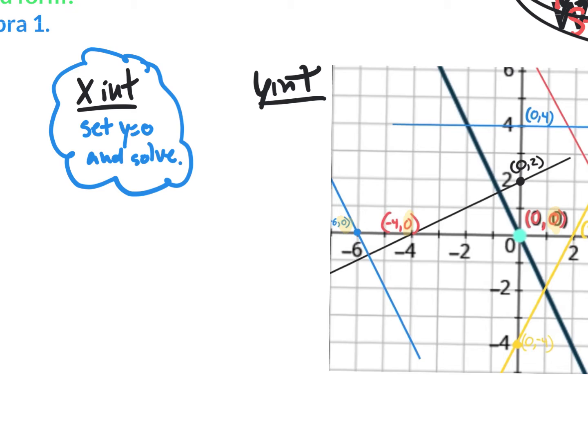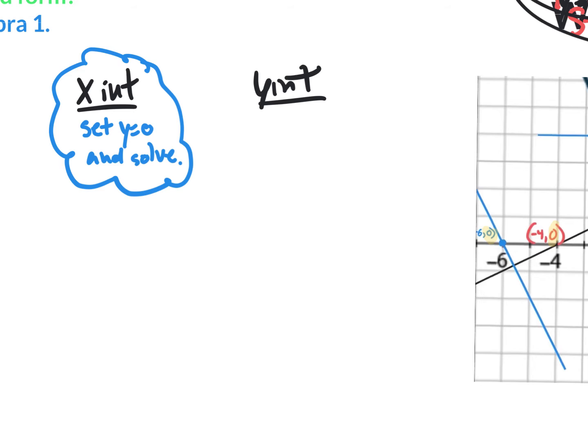If you look at the y-intercepts, we have the y-intercept at the location (0, 4). We have this y-intercept at the location (0, 2). This one (0, 0). This one (0, negative 4). The y-intercepts have to have what? The x value has to be 0, right? So to find the y-intercept, you're going to set x equal to 0 and solve, right?